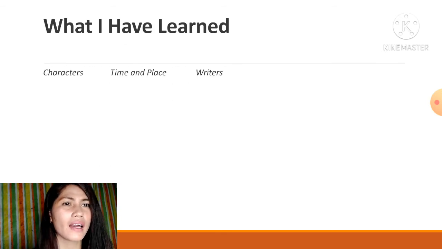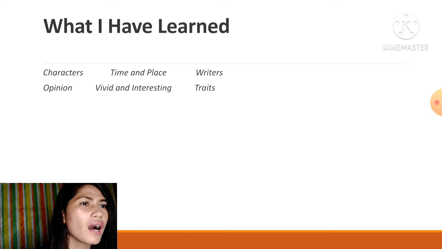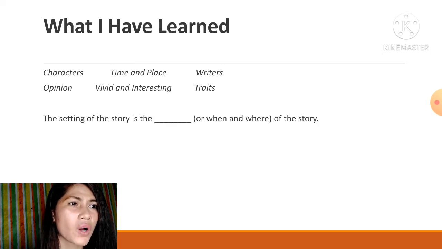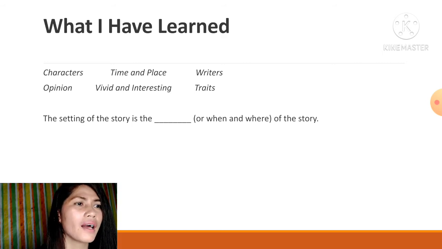So that's an example of how to put across your opinion. In what I have learned as a manifestation of your learning, let's try this one. The choices are characters, time and place, writers, opinion, vivid, interesting, and traits. The setting of the story is the blank of the story. Of course, that is the time and place.